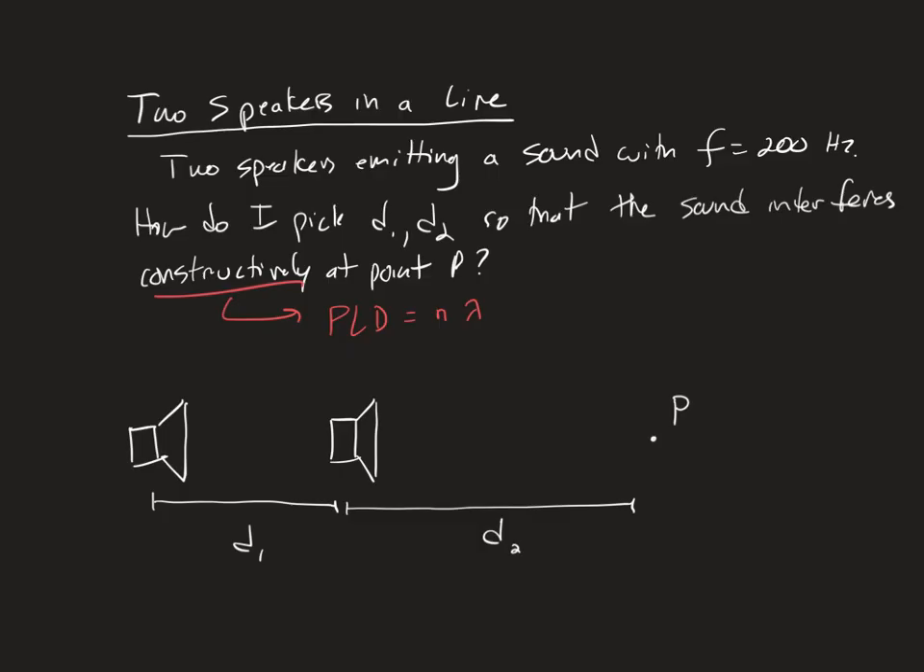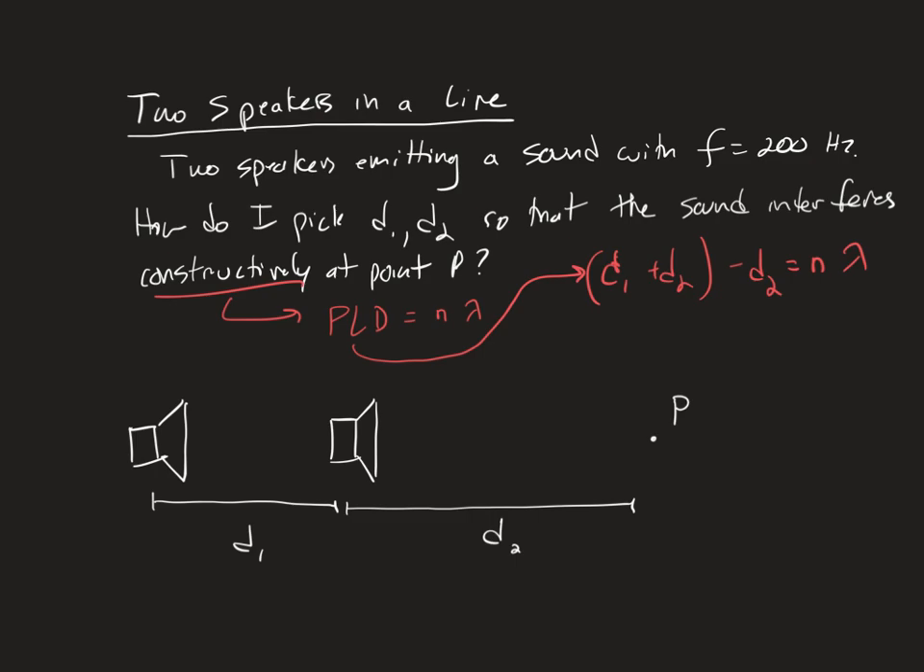Now to apply the condition to this case, I have to actually calculate what the PLD is for this case. Well, that's going to be really easy. That's the difference in the distance that the sound travels. We have to be a little bit careful to make sure it's positive, so I'm going to make the bigger distance the first distance. The bigger distance is the distance from this speaker to P, so that distance is d1 plus d2. And then I'm going to subtract out the distance of the second speaker, which is just right there. That's how long that sound travels, just d2. So d1 plus d2 minus d2 is equal to some n times lambda.